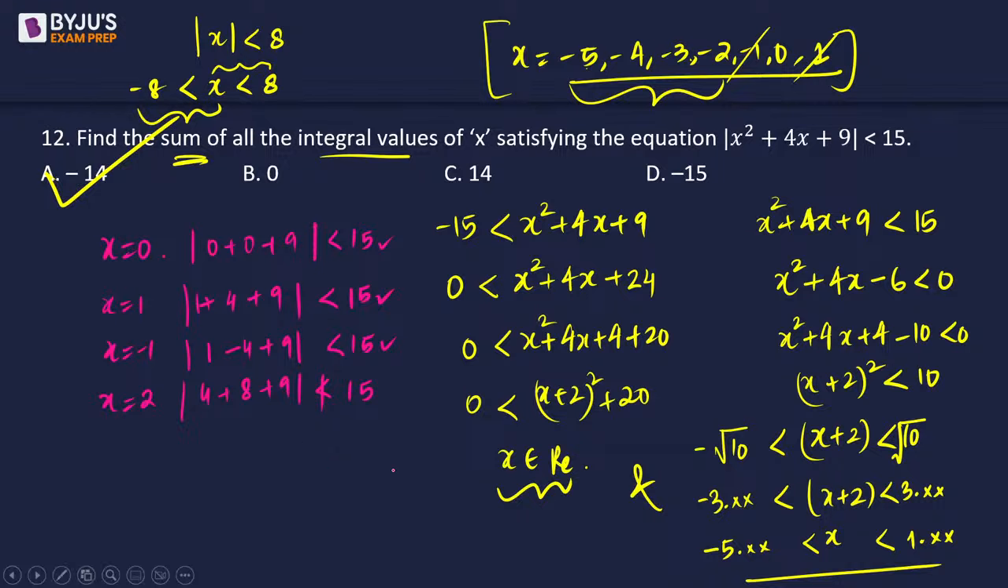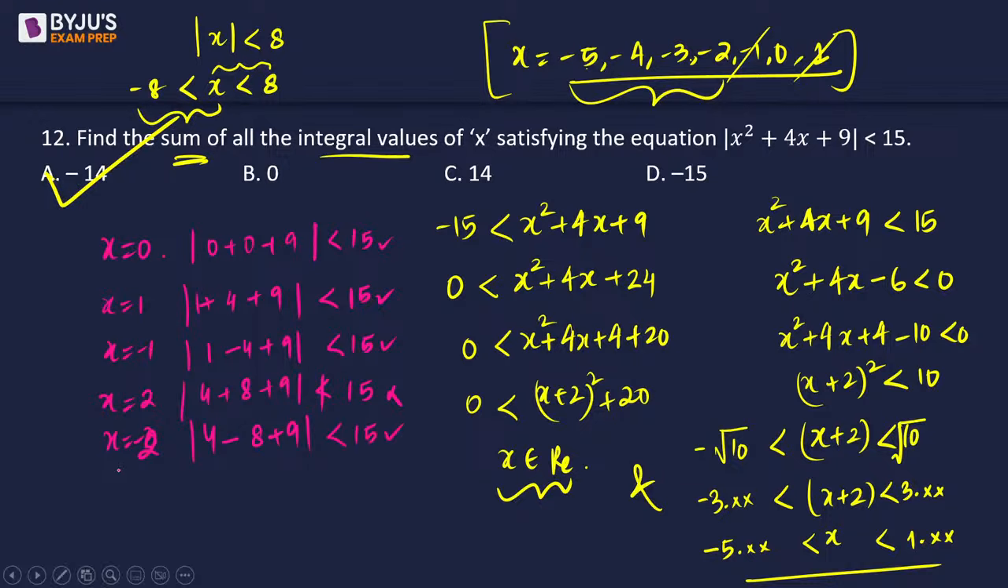21, 15 से छोटा नहीं होता. तो 2 नहीं मिल रहा. The moment you don't get 2, don't check for 3. Let's check minus 2 now. If I take minus 2, this is going to be 4 minus 8 plus 9 का mod, which is going to be 5. 5 is less than 15.